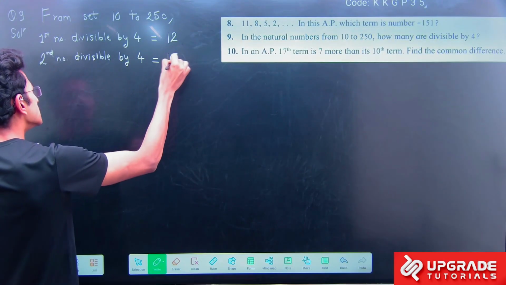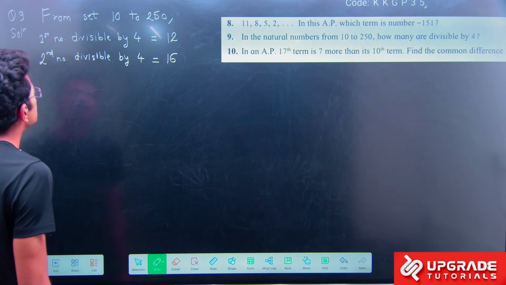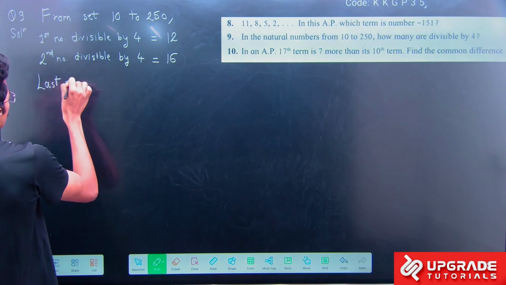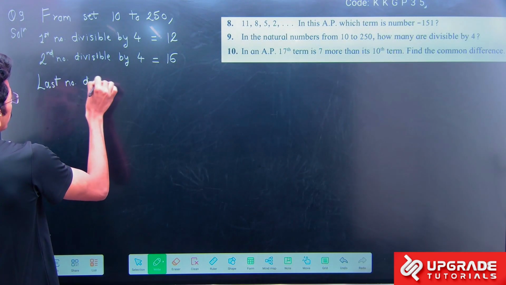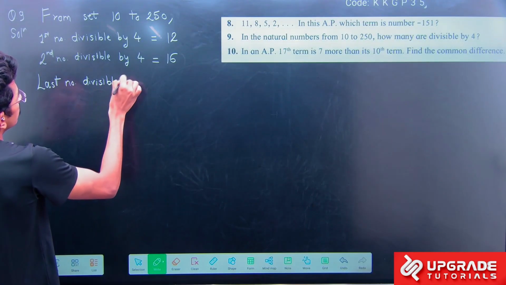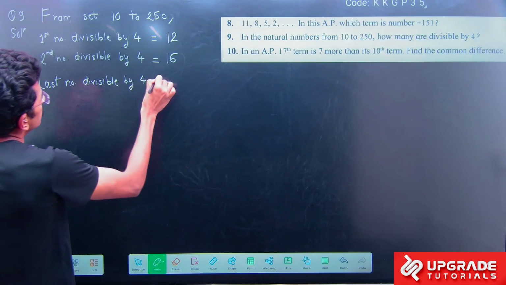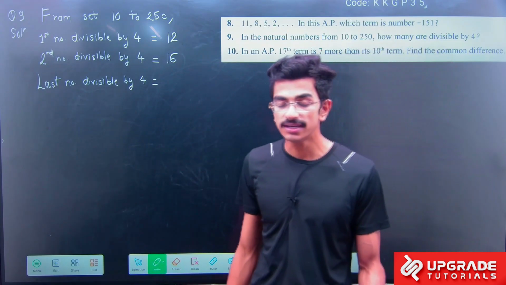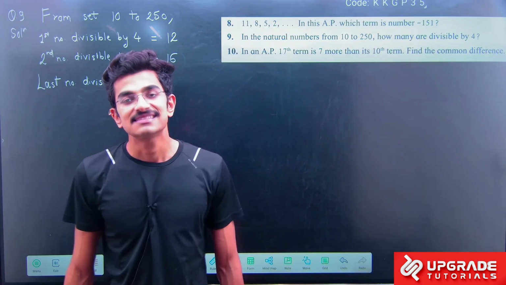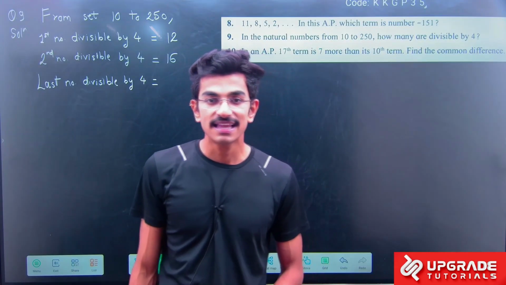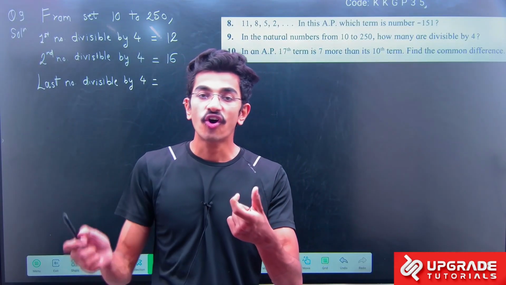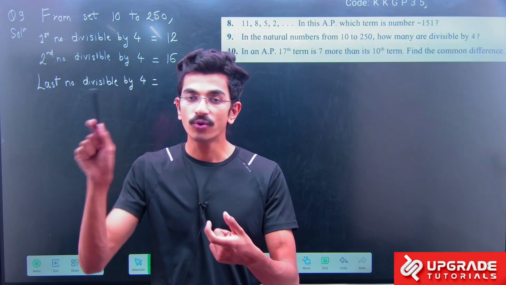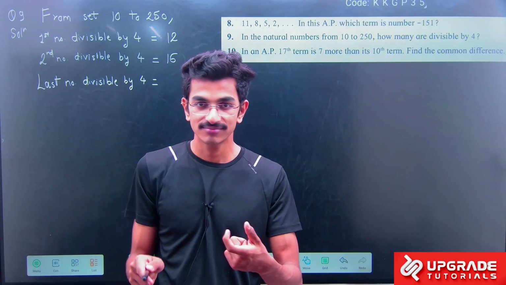It will be 16. Yes. And what will be the last number divisible by 4? It is also very easy, don't take any tension. You know what is the divisibility test of 4? Yes, the divisibility test of 4 says that the last 2 digits of any number must be divisible by 4. Then the whole number is divisible by 4.